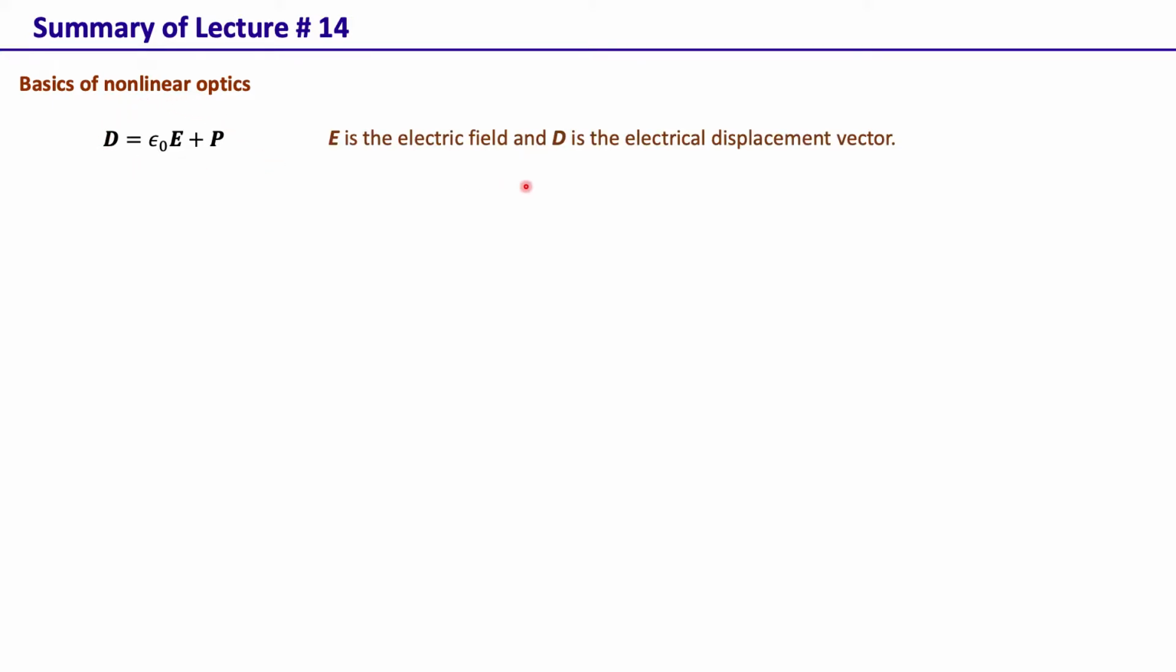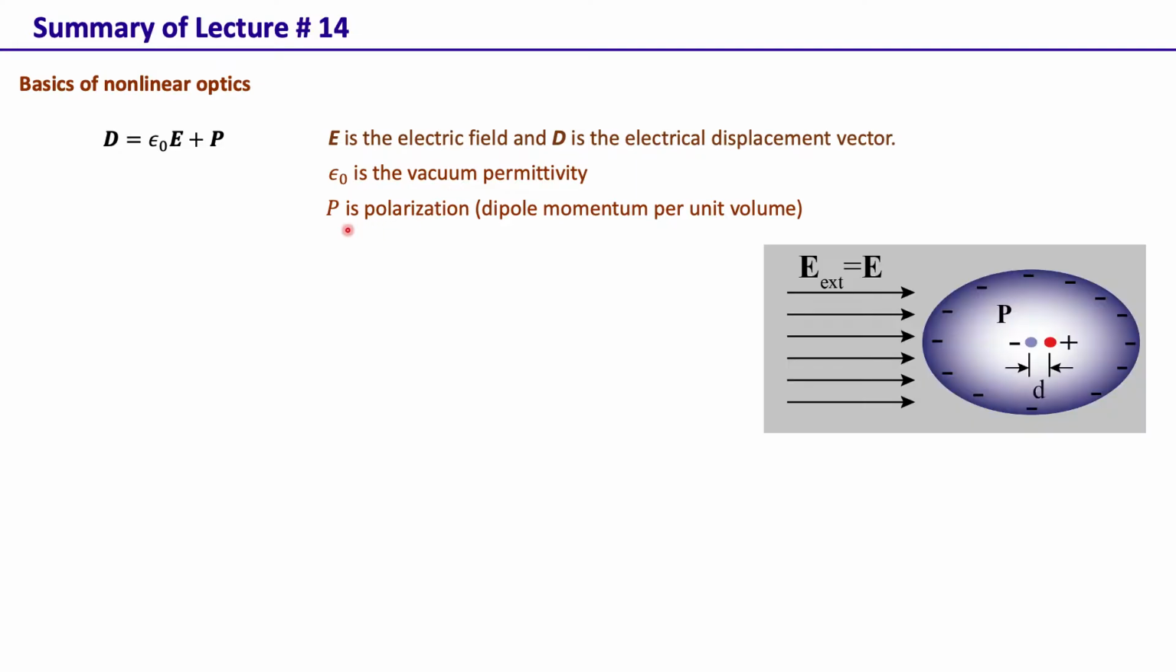But before we get into that, let's look at what we did in lecture number 14. In lecture number 14 we looked at the basics of nonlinear optics, and we looked at the concept of polarization, which is connected to the electric displacement through this expression. Here D is epsilon naught E plus P, where E is the electric field, D is the electric displacement vector, epsilon naught is the vacuum permittivity, and P is the polarization, which is the dipole moment per unit volume.